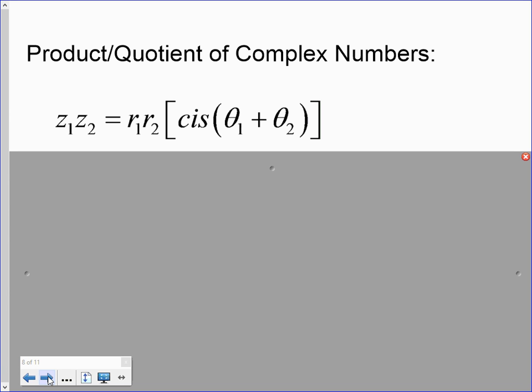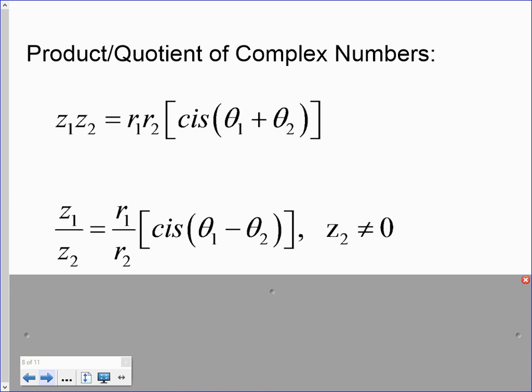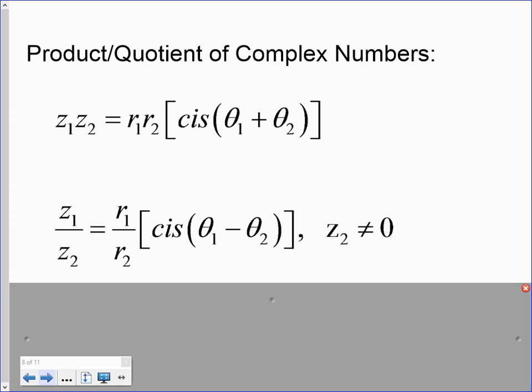Now, what do you think the division formula looks like? Z sub 1 divided by z sub 2. What are you going to do with the modulus, if you're dividing the complex numbers? Divide them. And what are you going to do with the arguments? Subtract them. So there's another formula. Z sub 1 divided by z sub 2 equals r sub 1 divided by r sub 2 cis theta sub 1 minus theta sub 2.